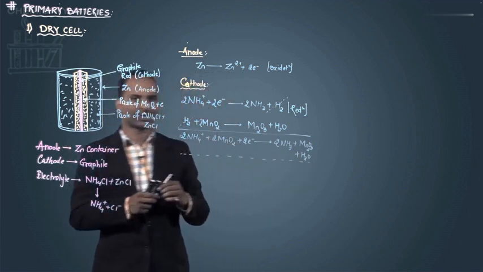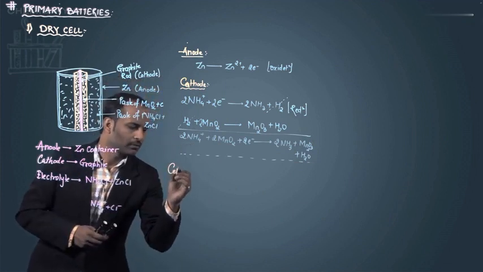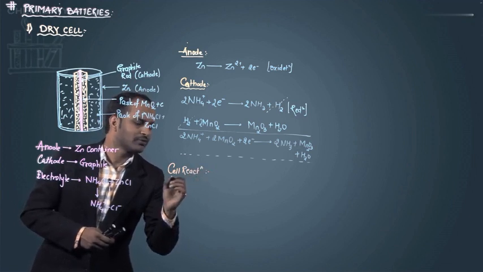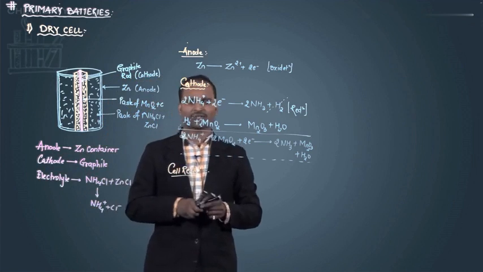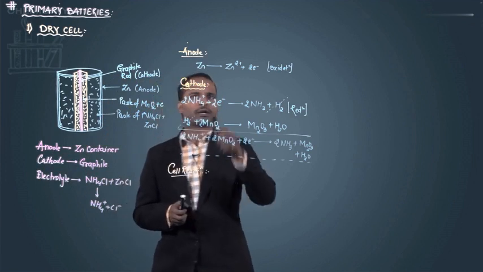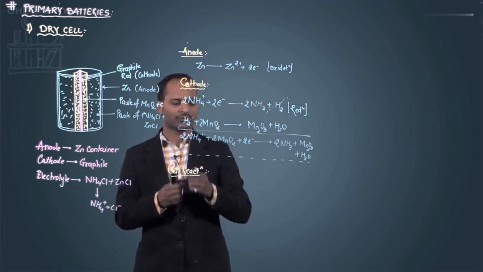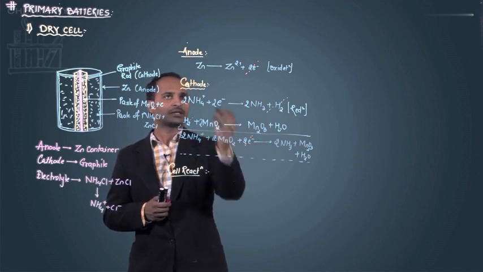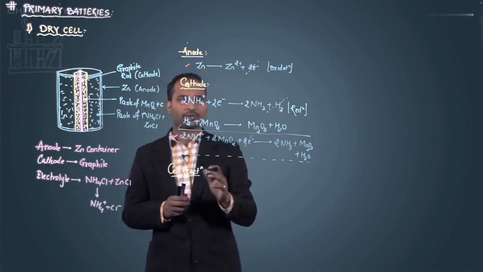Now I want the overall cell reaction. For getting the cell reaction, we add the reactions taking place on the anode and the cathode. On the anode, this reaction is taking place, that is oxidation, and on the cathode, this whole reaction is taking place. While adding, the electrons will get cancelled. We have to add this reaction and this reaction. Okay, so let us add.